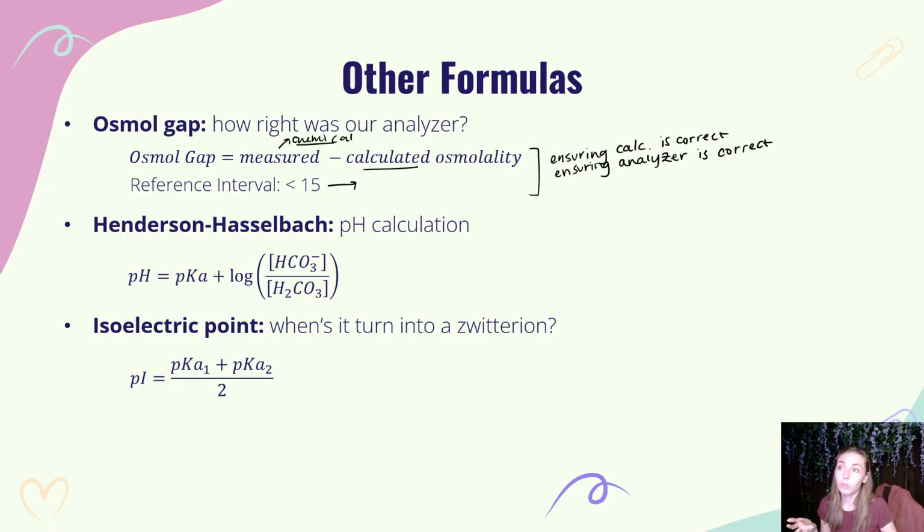There are physiological reasons for why that reference interval would be that elevated. But you do need to figure out what analyte specifically is causing the discrepancy between the measured and the calculated, is the point. Know how to calculate this. It's a plug and chug, so I don't think we need to go into the math or do examples on it. Just know how to calculate it and know that the reference interval is that it should be less than 15, because these two things should be close together.